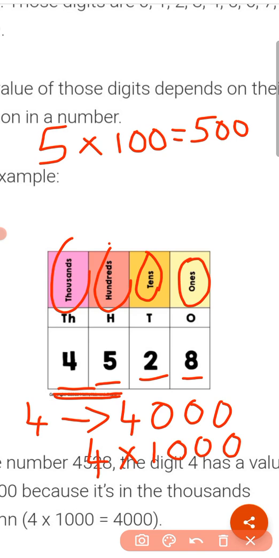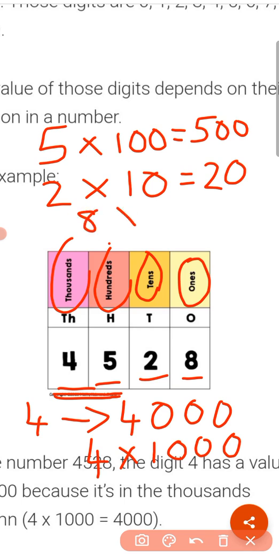Then 2 is in tens place, so the value of 2 is 2 into 10, which is equal to 20. And 8 is in ones place, so the value of 8 is 8 into 1, which is equal to 8. These are the place values of the digits given in this number.